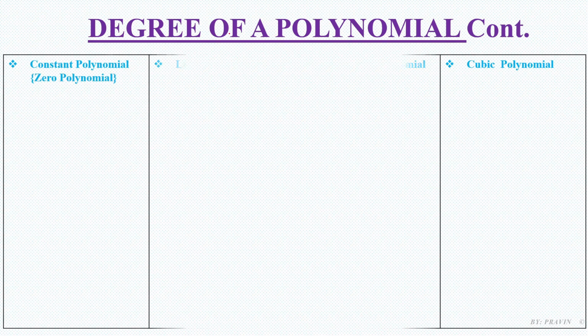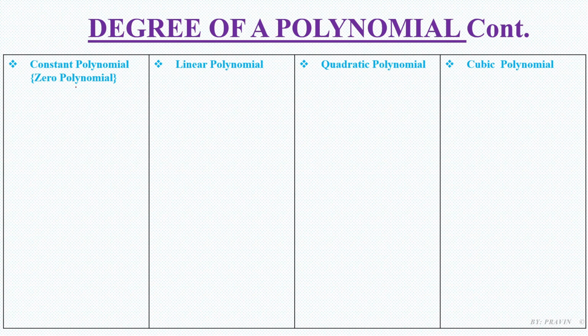Based on degree, a polynomial can be classified in these 4 categories as per your syllabus. First will be constant polynomial, second type may be linear polynomial, third type may be quadratic polynomial, and fourth type may be cubic polynomial. Since basically these are included in your syllabus, that's why I am discussing only this much. Let's start with constant polynomial.